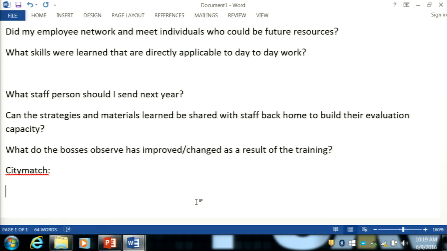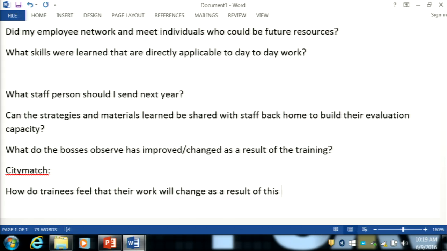What are some questions that City Match has about this? Yes, go ahead. How do trainees feel their work, or what they do in their day-to-day work, is going to change as a result of this training? What am I going to think I can do differently? Okay. Kind of, so sounds like this stakeholder shares something with the boss because the boss wants to know if skills were learned that are directly applicable to day-to-day work.